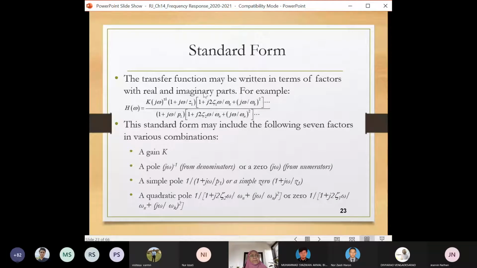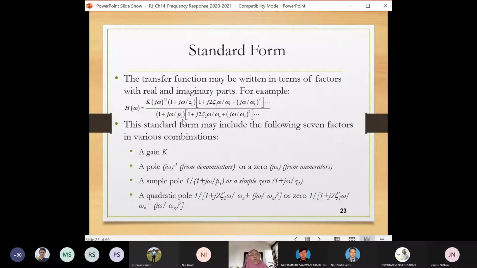the standard form, the transfer function may be written in terms of factors with real and imaginary parts. For example, this is again H(ω) equals K. These are just mathematical expressions in the standard form, where you have K as a multiplier, K (jω) plus or minus 1, and 1 plus jω. 1 plus jω gives the information regarding the zeros because it is in the numerator of the equation.